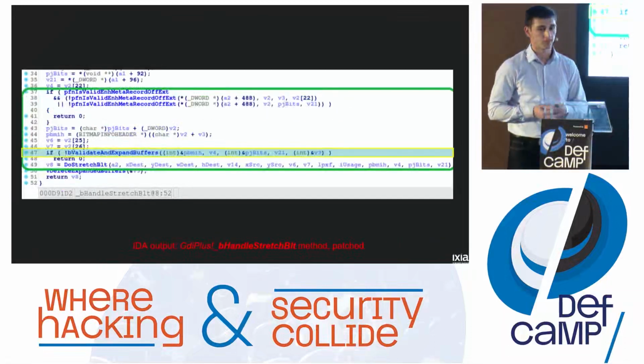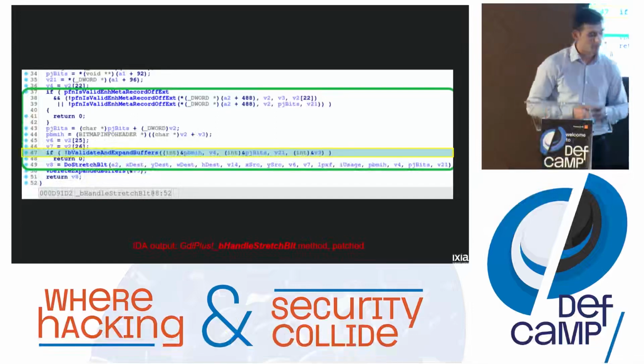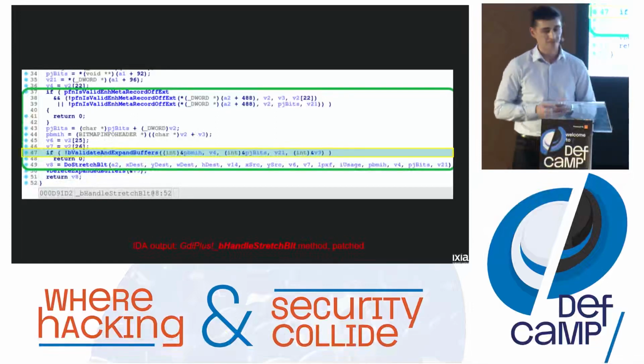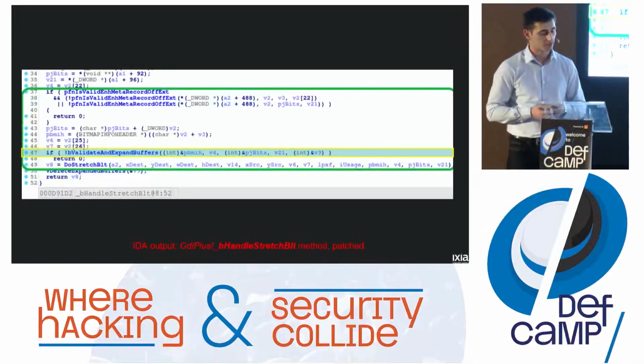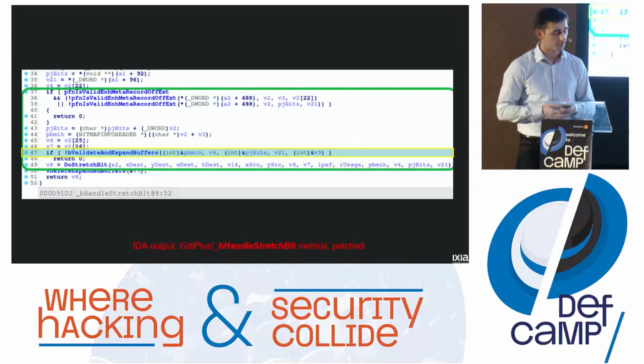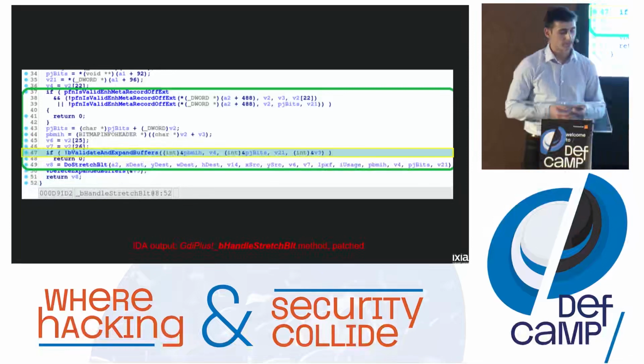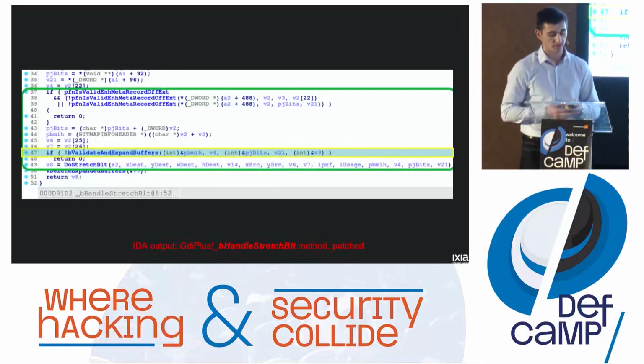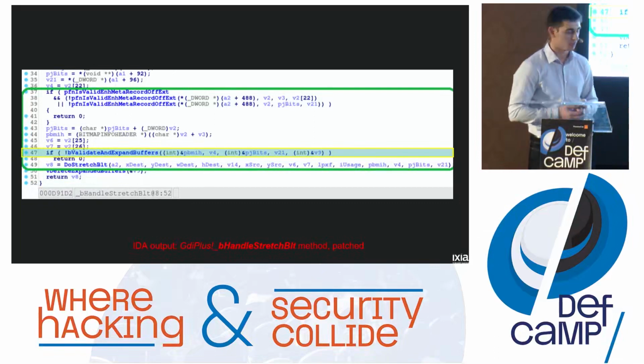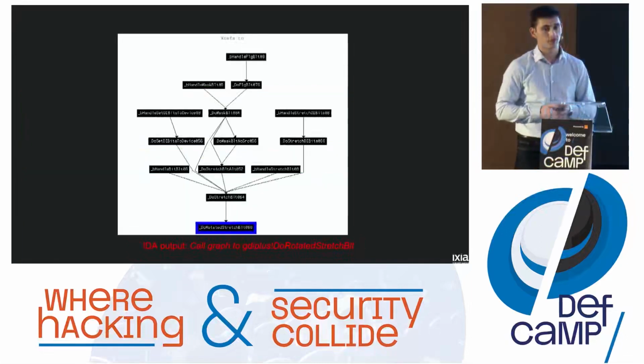Well, it turns out that it isn't a blunder. They've included a method in the patched DLL, which is called sanitize and expand buffers. And the method does exactly that. It takes care of the allocation and makes sure that they are made within certain boundaries. So we cannot really bypass the patch, and everything seems okay so far. But at least we know what the issue is.